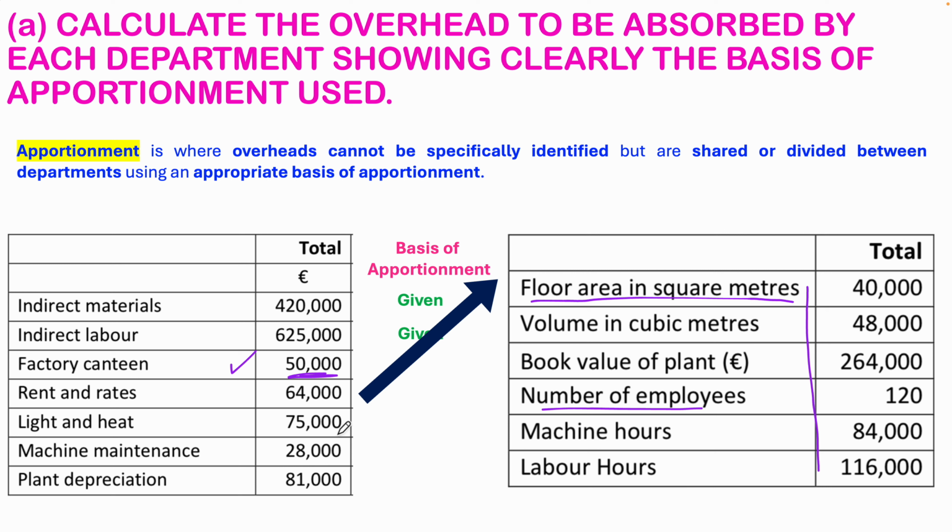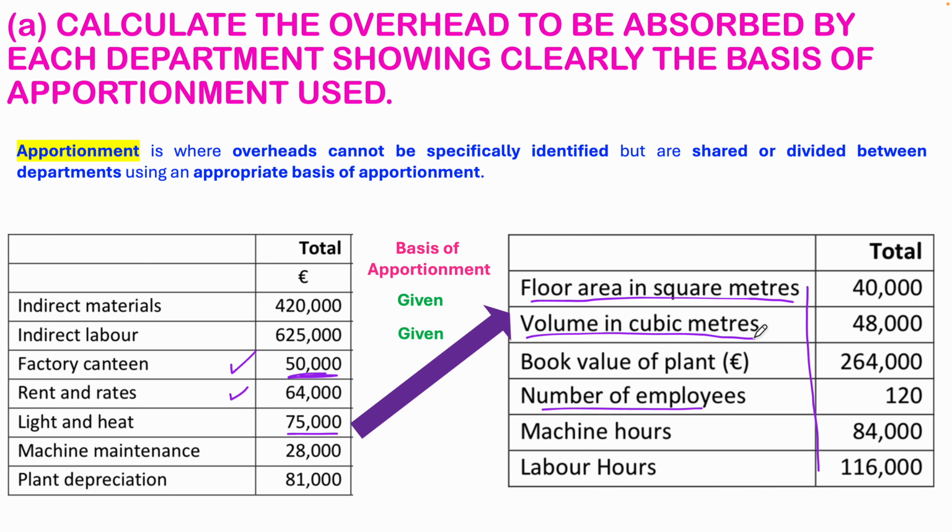Then light and heat then. Okay, so light and heat is next, 75,000. How do we split that up? It would be volume in cubic meters, book value of plant, machine hours, or labour hours. Hopefully you will know that it is volume in cubic meter because we have to heat the whole entire space. So not just the floor area, all of the air in the factory will be heated there. Okay, and lit up.